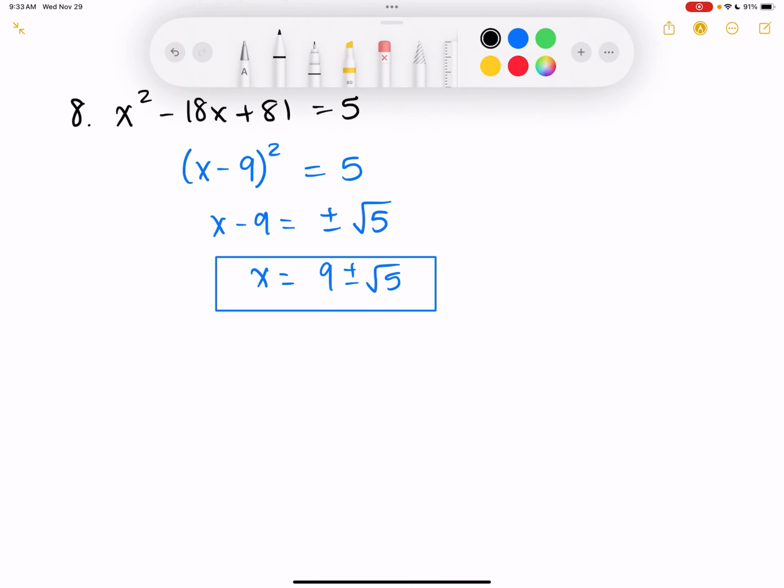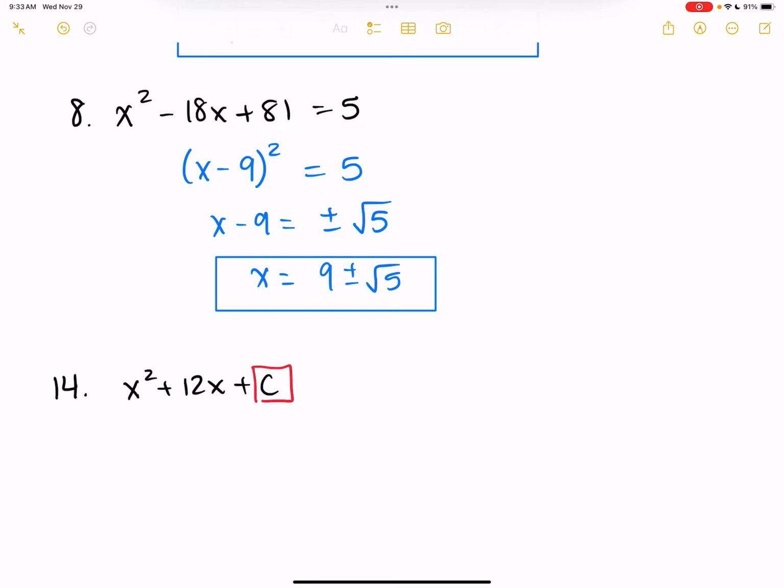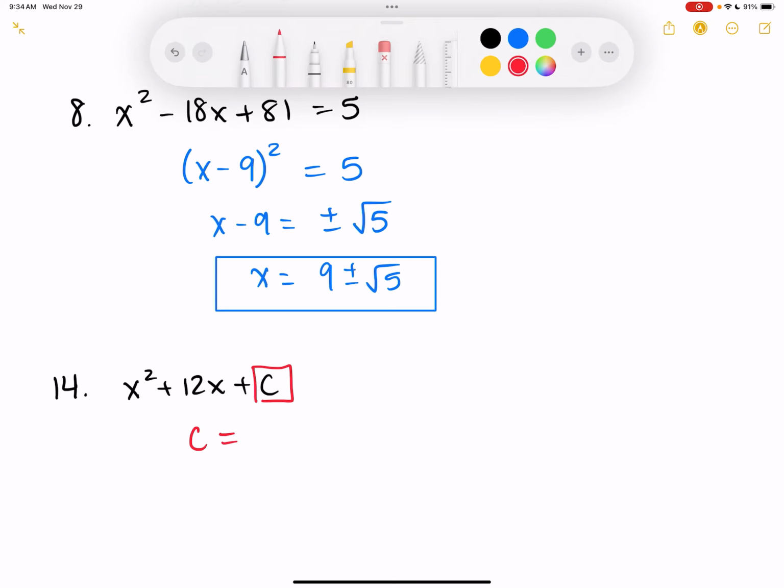So number 14, we've got x squared plus 12x plus c. Remember, c is like my box, if you need a visual. So I half the middle term, so half of 12 is 6. If I were writing this in general, I would write 6 squared on this side, but we know 6 squared is 36. So in this case, c is 36.